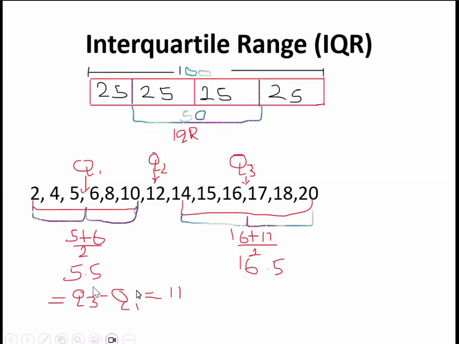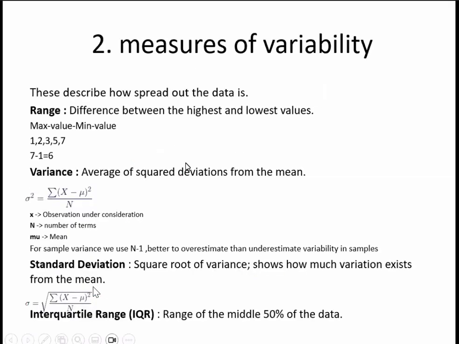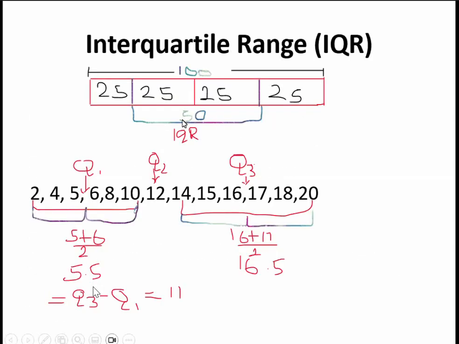16.5. So interquartile range just looks at the difference between the third quartile and the first quartile. I think from this illustration you can see. In our definition, they told us it's the range of the middle 50% of your data. So this is our range. This one here is our first quartile, and this one here is our third quartile. So that gives us the interquartile range.